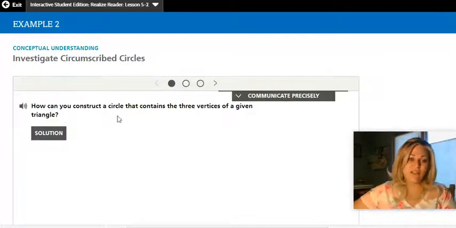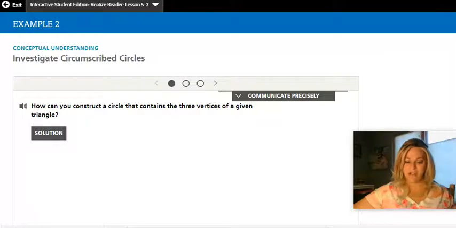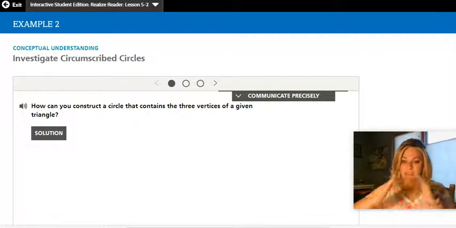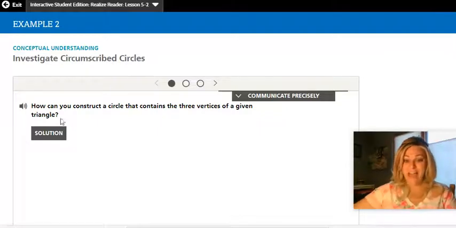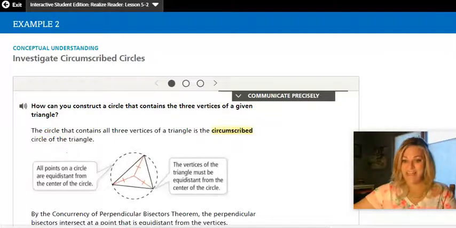It says, how can you construct a circle that contains the three vertices of a given triangle? So we're talking circles and a triangle. So if I find the perpendicular bisector of all three sides, it actually creates a circle. So let's just say this is the point of concurrency. See how it's equidistant from each of the vertices. And I do this, the perpendicular bisector is not shown, but they are here. They're right here, here, and here.